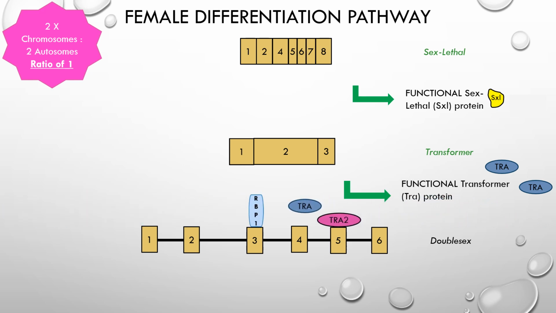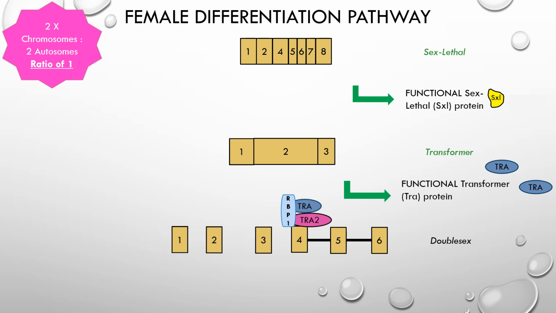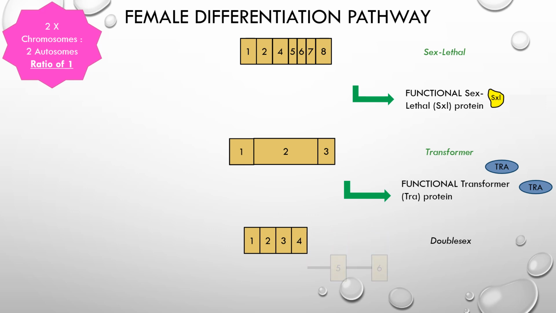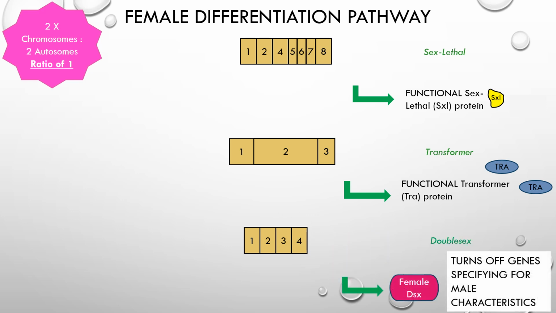When it comes to the splicing of the female double-sex transcript, the transformer protein recruits 2 exonic splicing enhancers, TRA2 and RBP1, and leads to the inclusion of exon 4. Alternative transcript cleavage and polyadenylation remove the last 2 exons, and the resulting transcript encodes a female version of the double-sex protein, which promotes female development by repressing the expression of male identity genes.